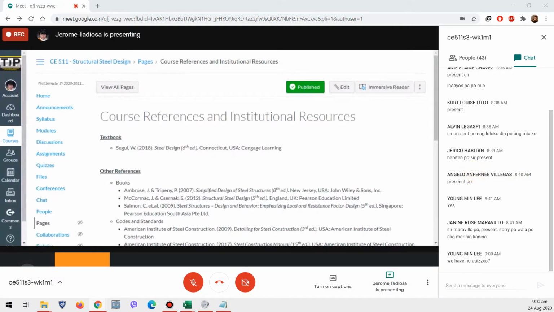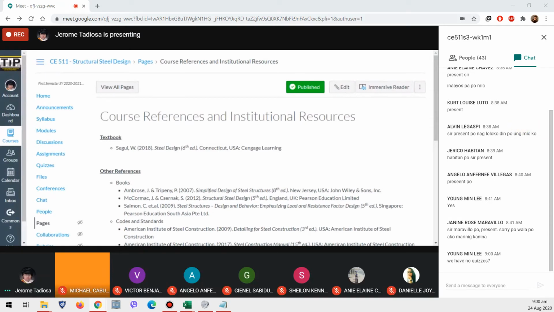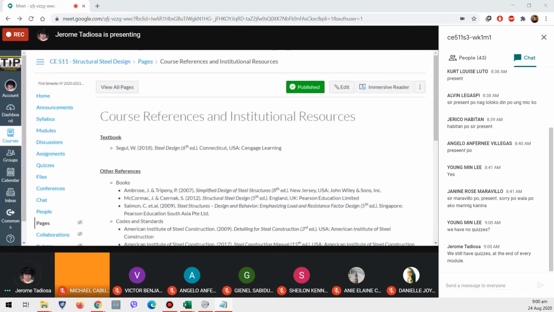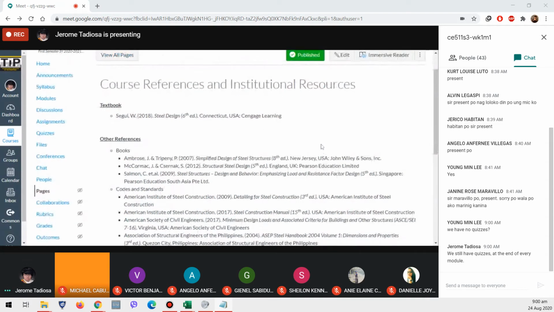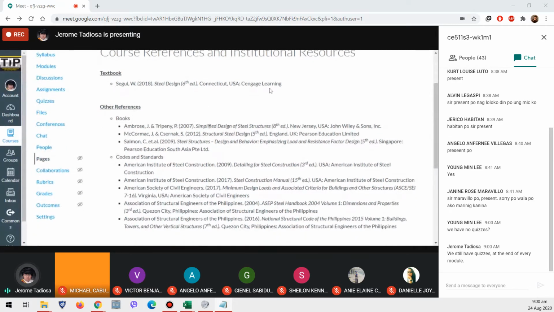So we still have quizzes at the end of every module. So textbook. Our main textbook is still Steel Design 6th edition by Segui. I mainly use this together with one of the references, the Steel Structures by Salmon.